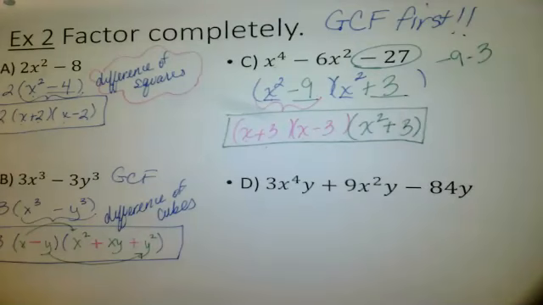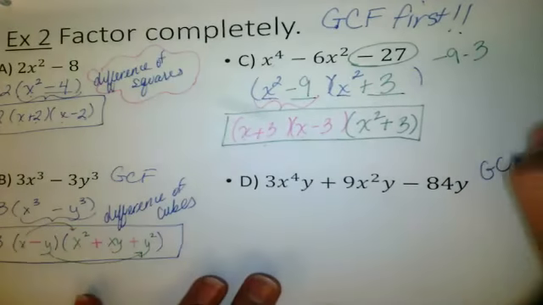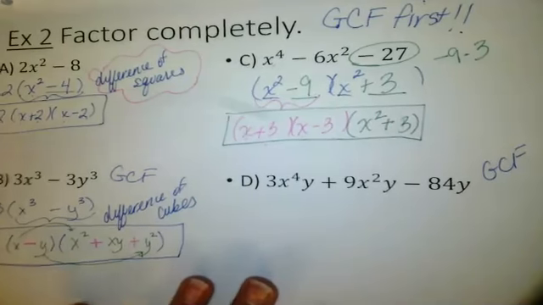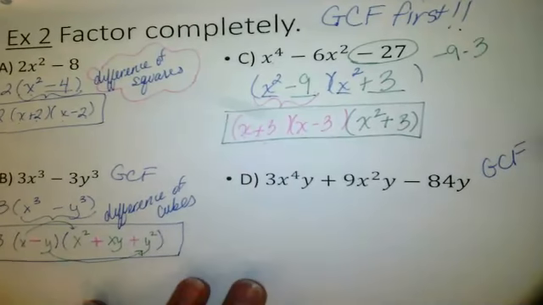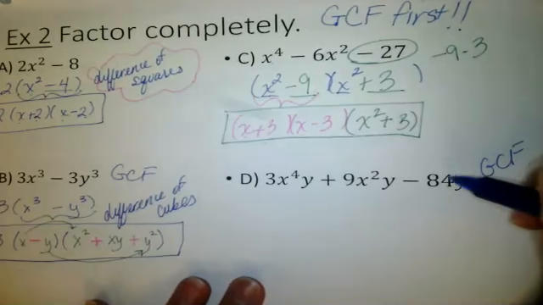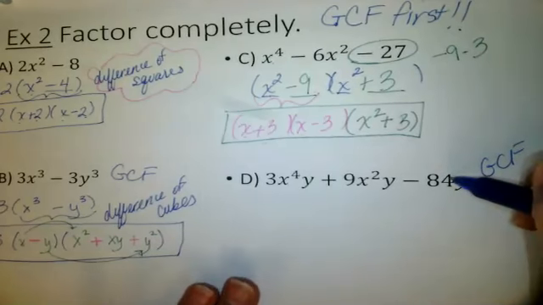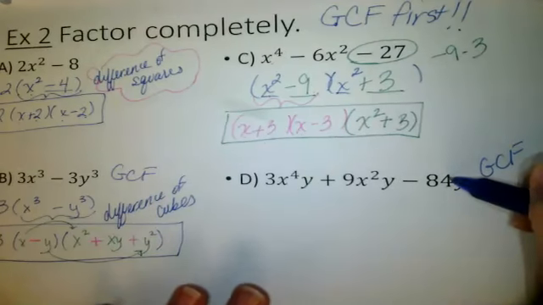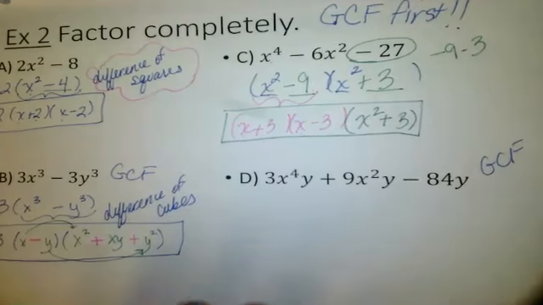What about letter D? What do you notice on letter D? They all have a Y. There's a GCF. And a 3. How do you know 84 is divisible by 3? Very good, yeah. You can add up the digits. 8 plus 4 is 12, and 12 is divisible by 3, which means the number is divisible by 3.